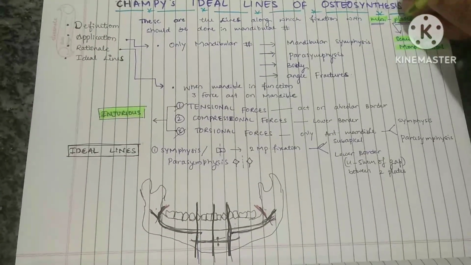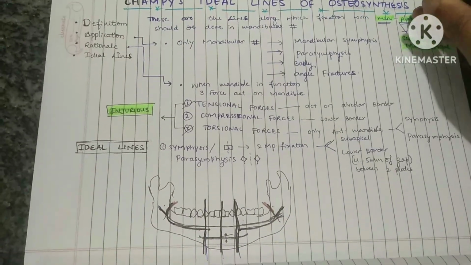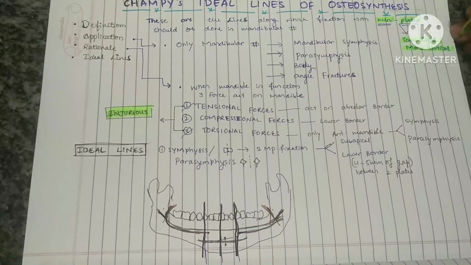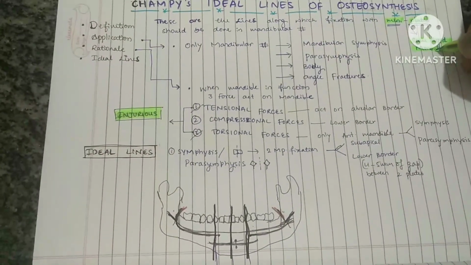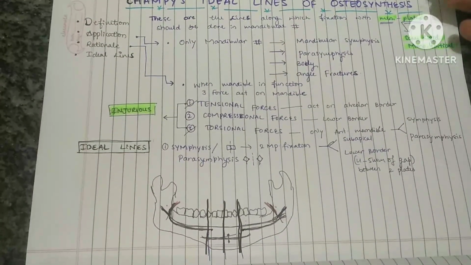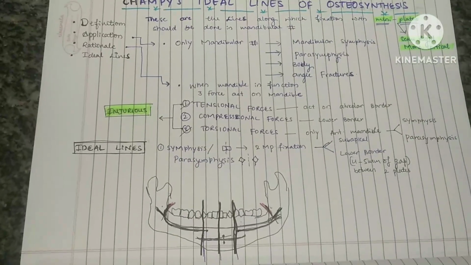Now, how should these mini plates be? They should be semi-rigid, and they should be mini cortical plates. Monocortical plates, semi-rigid and monocortical plates.